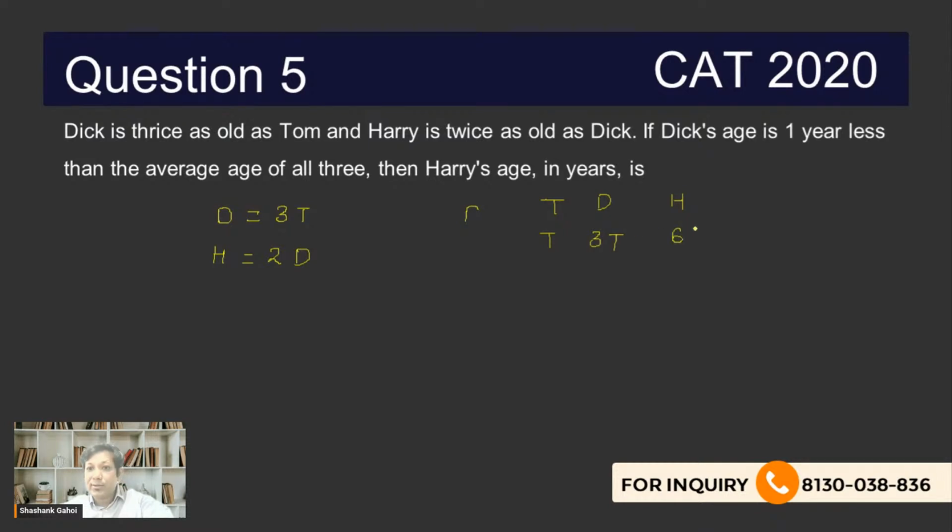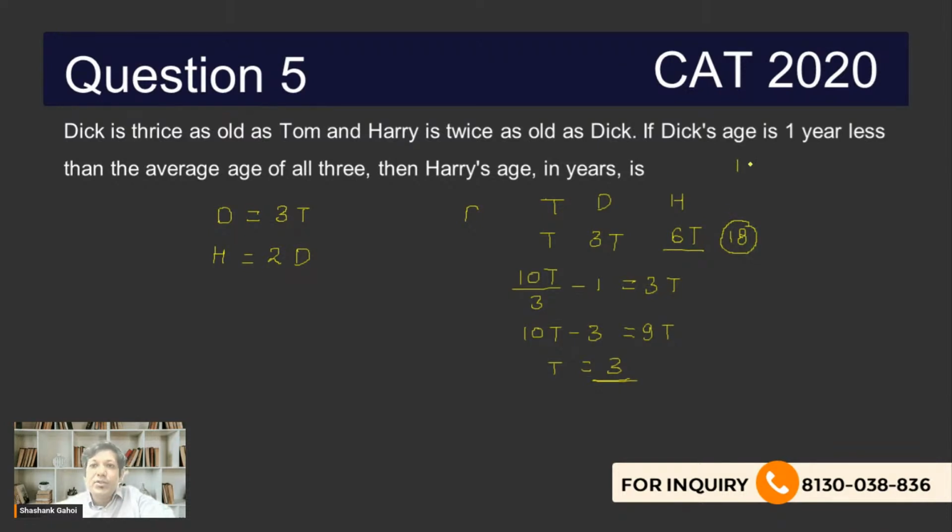2D means I can say it is 6t. What is the total age of all three? That is going to be 10t. What is the average age? That is 10t upon 3. Then 10t upon 3 minus 1 is Dick's age, and Dick's age is equal to 3t. So from here I can say 10t minus 3 is equal to 9t, so t is equal to 3. If t is 3, then Harry's age is going to be 6t, and that is 18. So the answer to this question is 18.